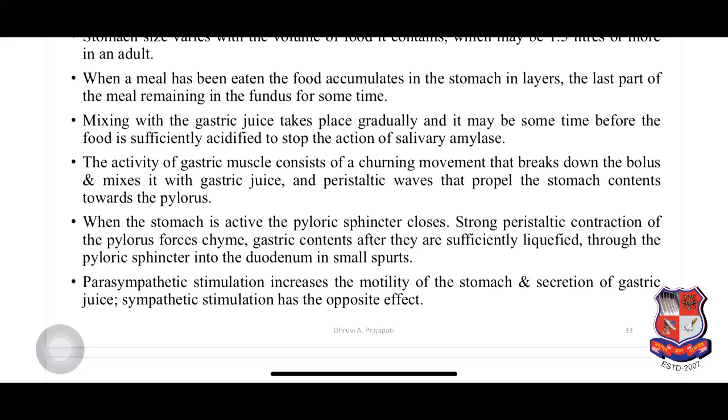Parasympathetic stimulation increases the motility of the stomach and secretion of gastric juice. Sympathetic stimulation has the opposite effect.